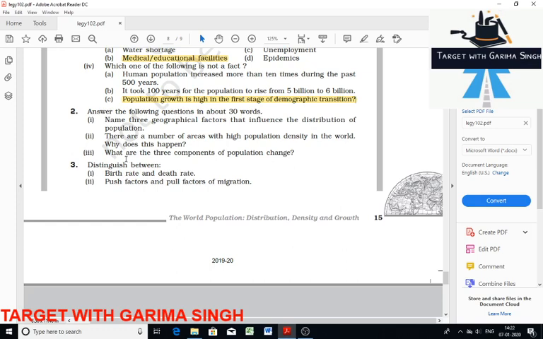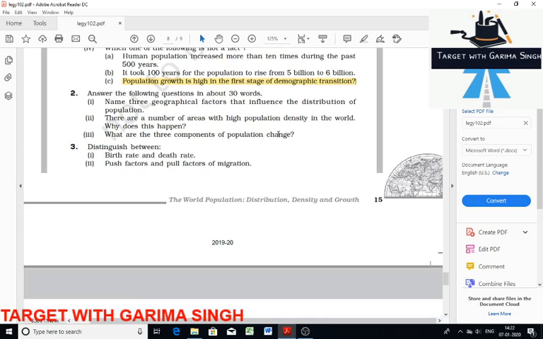Next is the third one. What are the three components of population change? Crude birth rate, death rate, and migration. Birth rate is expressed as the number of live births in a year per thousand of population. Death rate is the number of deaths in a place per thousand of population in a particular region. Then migration, it is the induced factor in population growth. It is the number of people moving in and out of a place due to various social, economic, and political reasons. It is taken into account while calculating the actual growth of population.